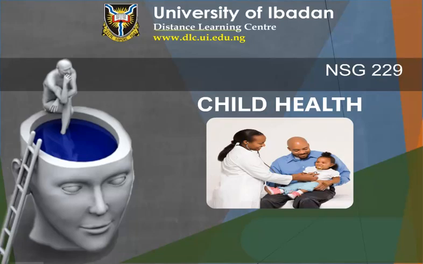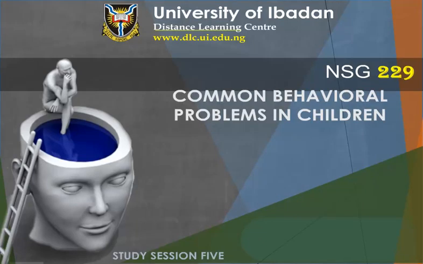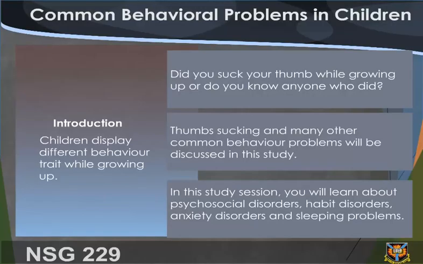Welcome to NSG 229 Study Session 5: Common Behavioral Problems in Children. Introduction. Children display different behavior traits while growing up. Did you suck your thumb while growing up? Or do you know anyone who did? Thumb sucking and many other common behavior problems will be discussed in this study. In this study session, you will learn about psychosocial disorders, habit disorders, anxiety disorders, and sleeping problems.